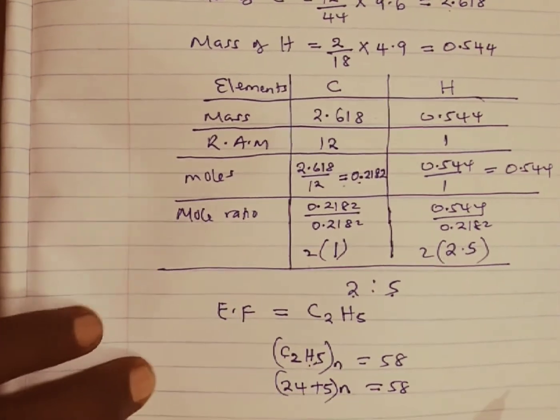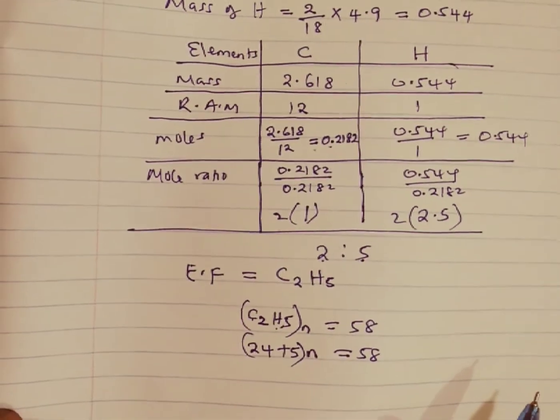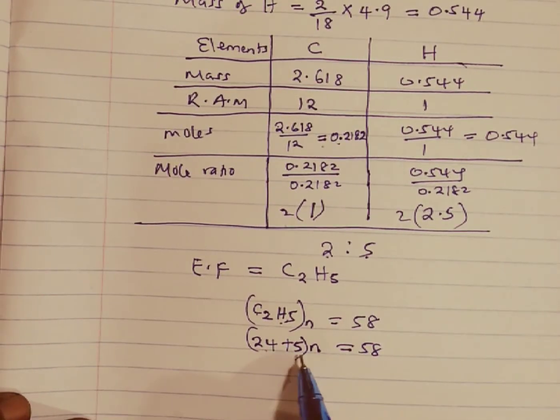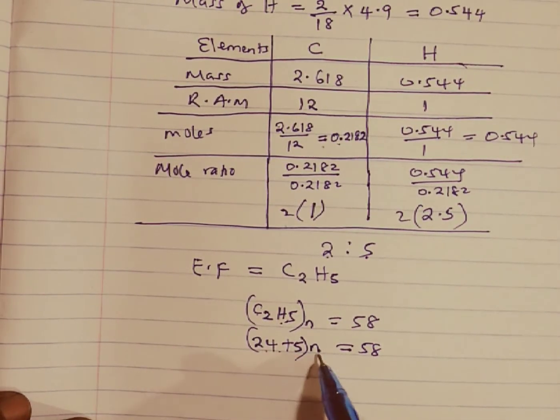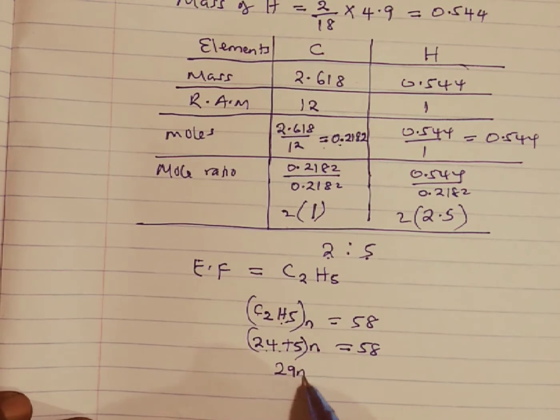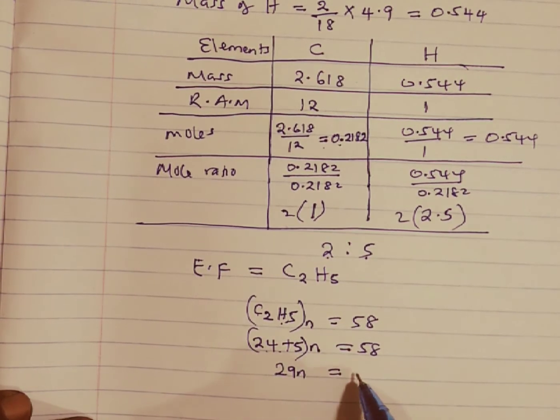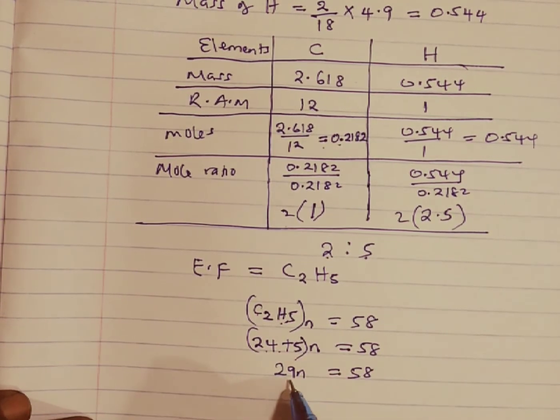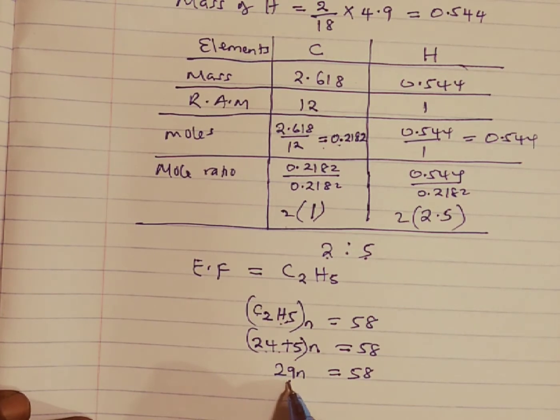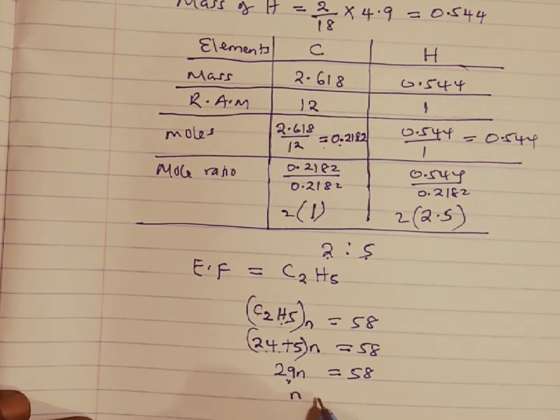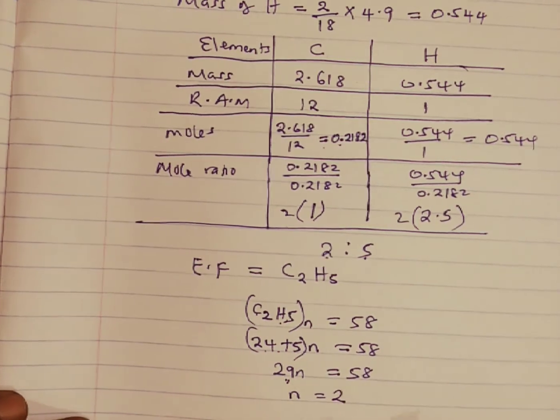Once we are through with that, 24 plus 5 is 29, so 29 times n will give us 29n, and this gives us 58. And if you want to find the value of n, you divide by 29 on both sides, and our n is going to be equal to 2.